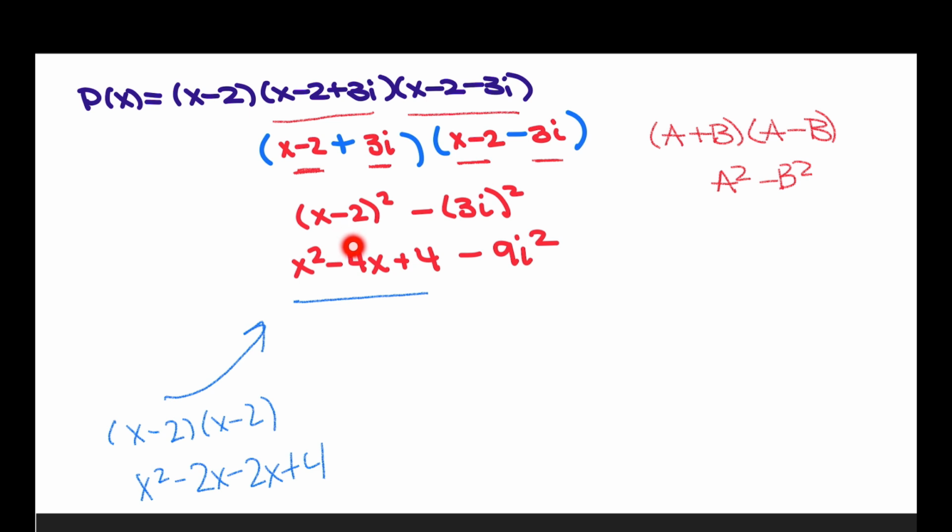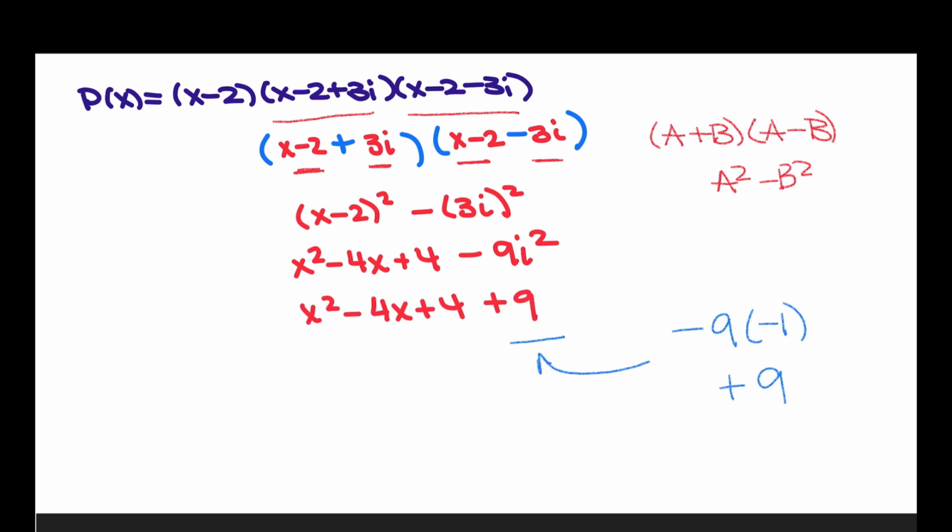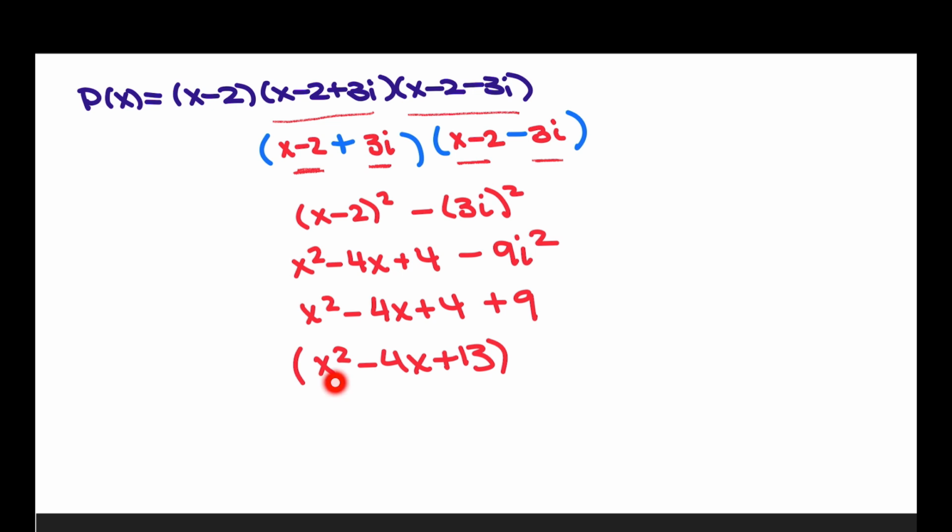x minus 2 squared is x squared minus 4x plus 4. Recall you have to actually FOIL that out if you don't remember the pattern. x minus 2 times x minus 2 gives us x squared minus 4x plus 4. 3i squared becomes 9i squared. Since i squared is negative 1, I can replace that with a plus 9. Combining like terms, we get x squared minus 4x plus 13.